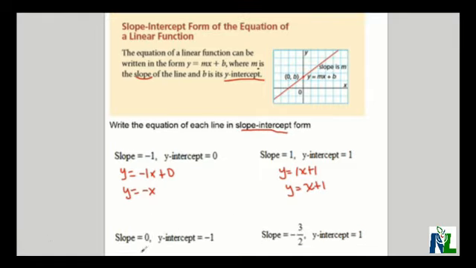So if we have the slope of 0, that means m is 0 and b is -1. We have y equals 0x subtract 1. But 0 times anything is just 0. So that gives us y equals -1, since this part will be 0. And we have b equals 1 and m equals -3/2. So y equals -3/2 x plus 1.